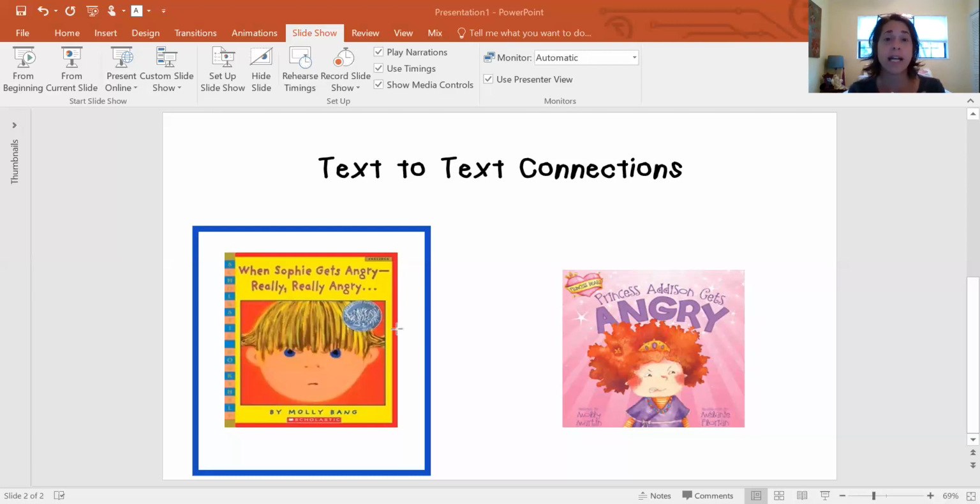This story reminds me of a book that was about, and tell me why. Just like how we read Princess Addison Gets Angry, it reminds me of When Sophie Gets Angry, Really, Really Angry. Put a thumbs up and kiss your brain if you understand what to do. Text to text connection.